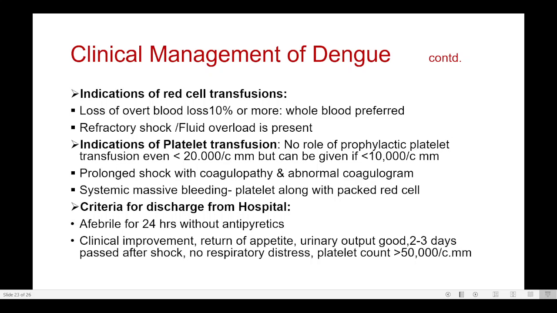And what are the criteria for discharge from the hospital? If the patient has been afebrile for at least 24 hours without antipyretics, there is clinical improvement, return of appetite, urine output becomes good, 2 to 3 days have passed after shock, no respiratory distress, and platelet count greater than 50,000 per cubic millimeter, then we can discharge the patient from the hospital.